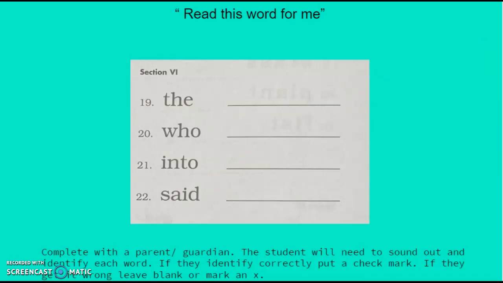Section 7. Read this sight word for me. Go through this with your parent and guardian. If they get it right, put a check mark. If they get it wrong, please put an X or leave it blank. Resume the video when you're ready.